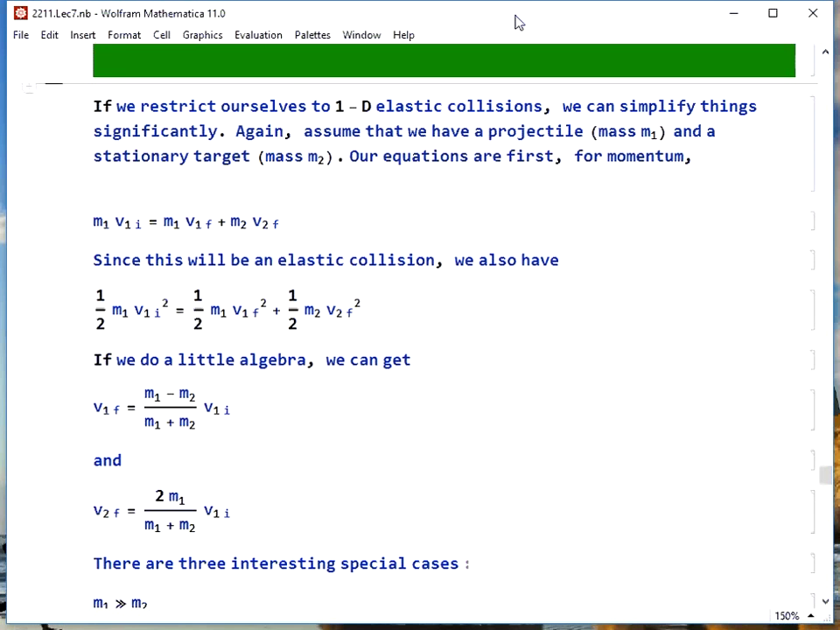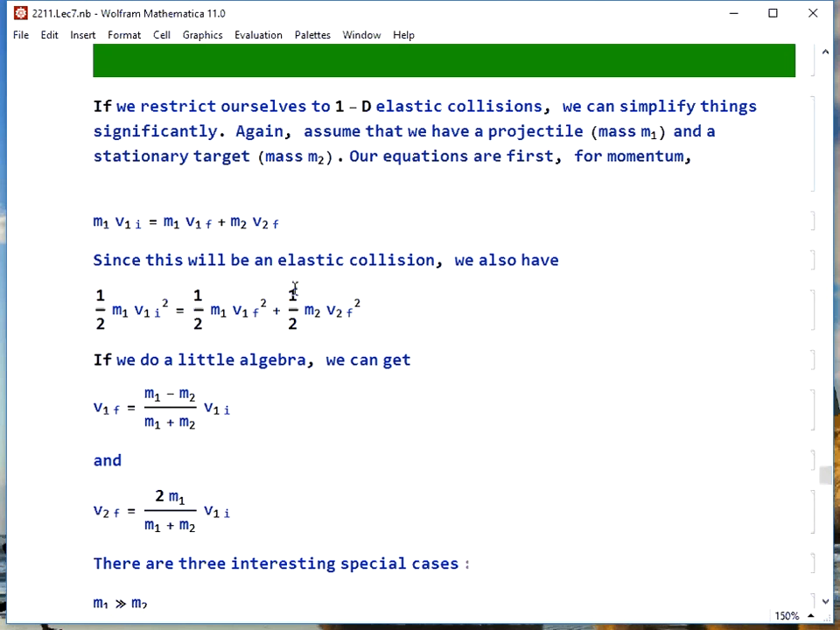If we restrict ourselves to a special kind of collisions, those in one dimension, like two trains on a track, and elastic, and remember we've said these don't really happen, but we're going to play like they do, we get very significant simplifications. So again, we'll say mass 1 is a projectile, mass 2 is a target, and we have two equations. We get one out of momentum since it's one dimension. It says initial momentum of the projectile equals the final momentum of both pieces.